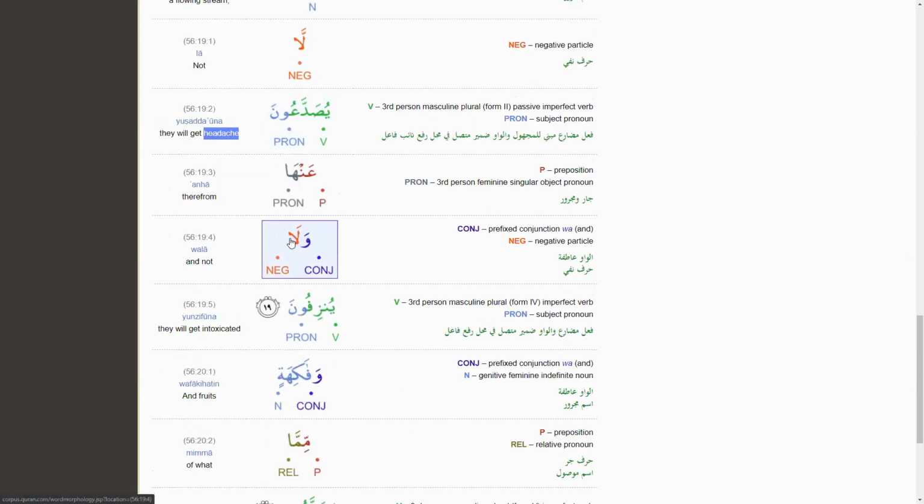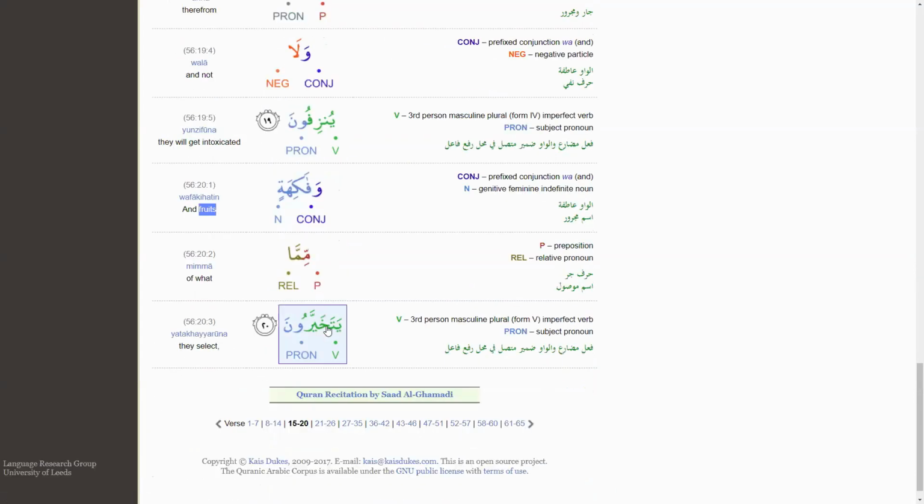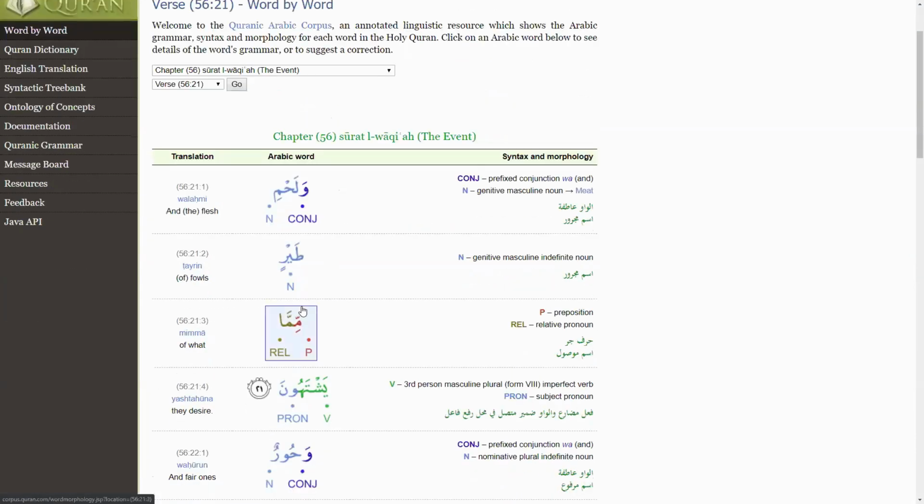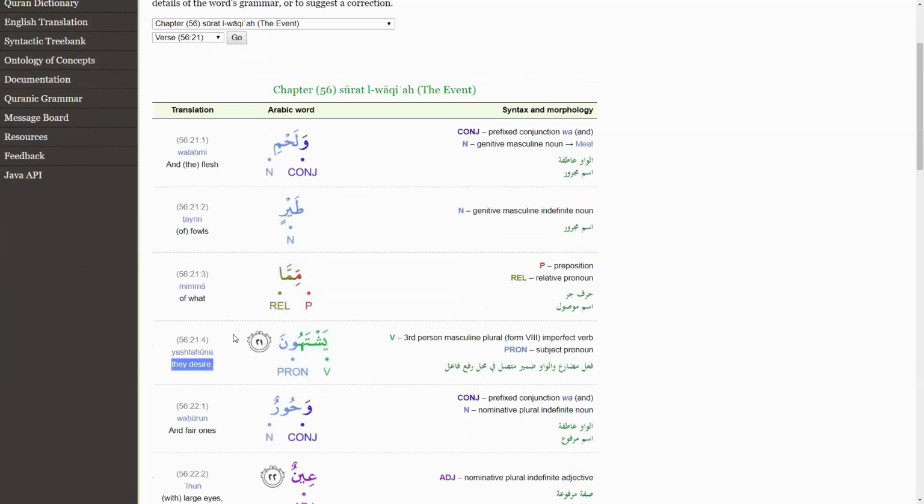So what do they have for food? Wafakihatin, they'll have fruits, a lot of fruits, mimma yatakhayyarun, of what they select. That was vegetarian; fruits are vegetarian. Now he's talking about the non-veg. Walahmi tayrin, and flesh of fowls, some birds, mimma yashtahun, of what they desire.